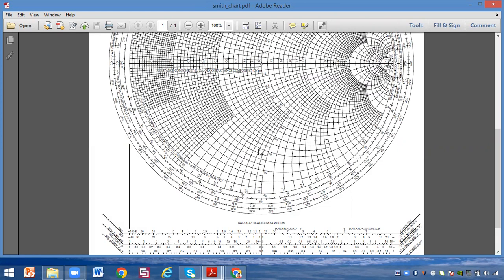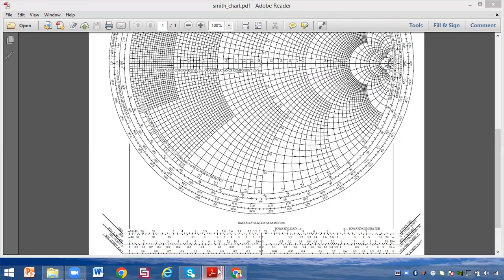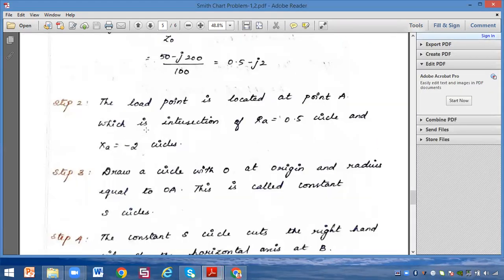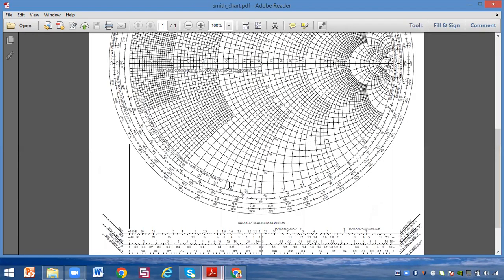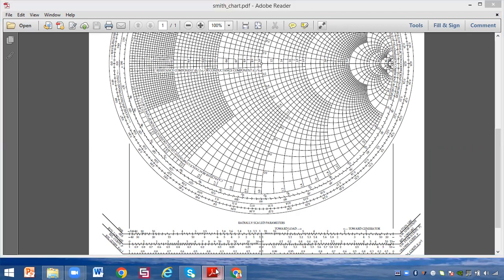So you have to trace this circle, where RA is equal to 0.5 and XA is equal to 2. Where XA is equal to 2, you have to mark that point and you have to plot the circle. So this circle. You have to trace this XA as well as this 0.5 as RA, and you have to mark the point.